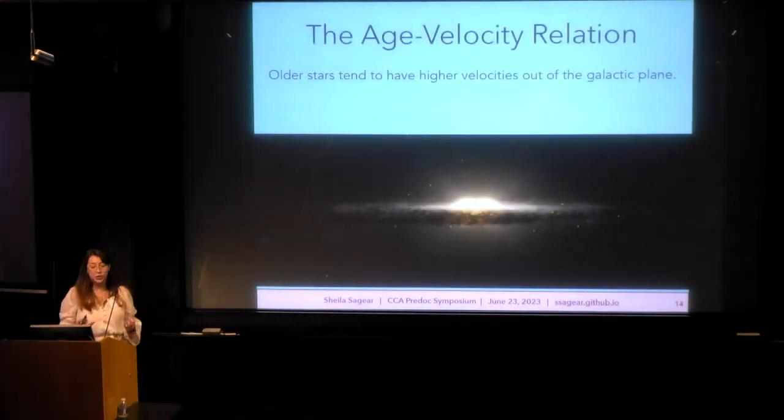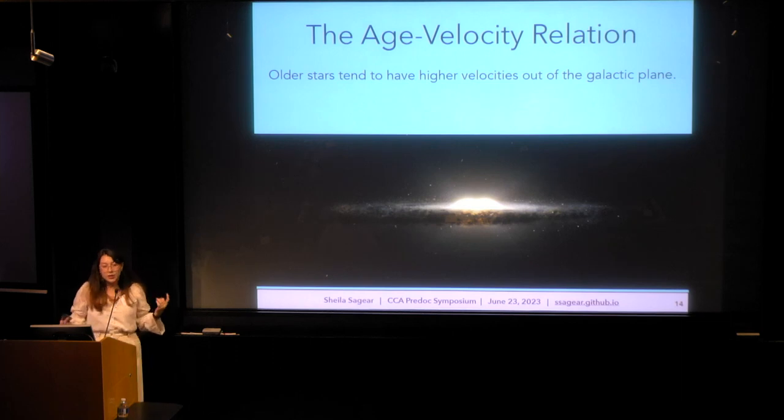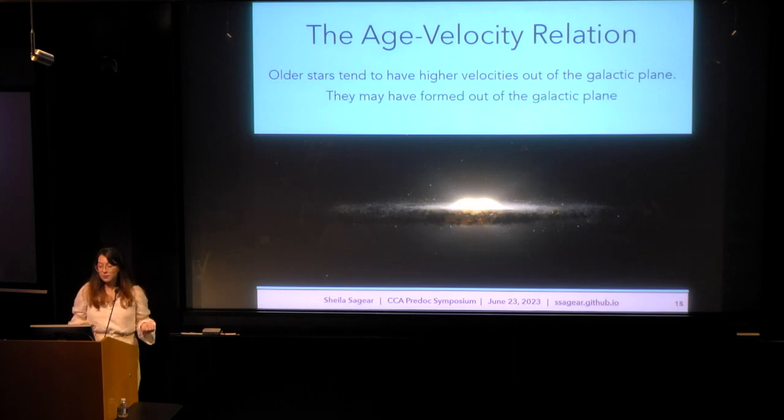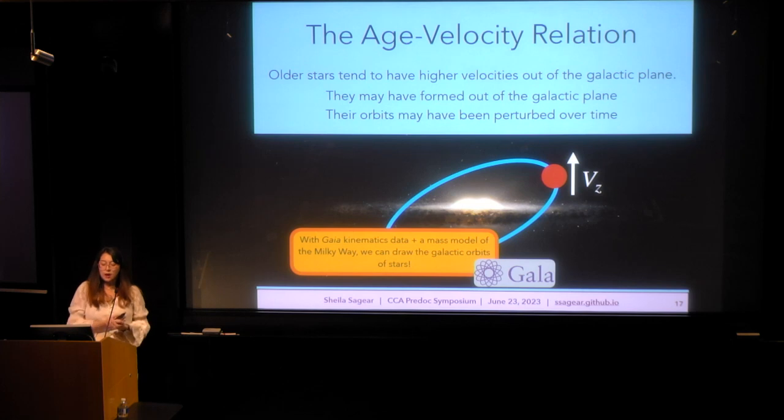So I want to talk about how we're going to do that. You might have heard of something called the age-velocity relation or the age-velocity dispersion relation. Essentially, we know that older stars tend to have higher velocity dispersions out of the galactic plane, so in the z direction. This could be due to a couple of reasons. They may have formed at higher galactic latitudes at earlier times and just stayed in those orbits, or their orbits may have been perturbed over time, with older stars having more chances for their orbits to be perturbed in the galaxy.